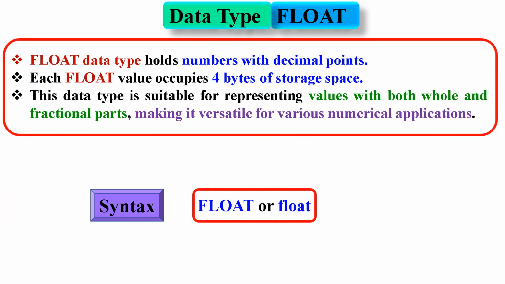The next data type is the float data type. Float data type holds numbers with decimal points. Each float value occupies 4 bytes, 32 bits, in memory of storage space. This data type is suitable for representing values with both whole and fractional parts, making it versatile for various numerical applications. The syntax is uppercase FLOAT or lowercase float.